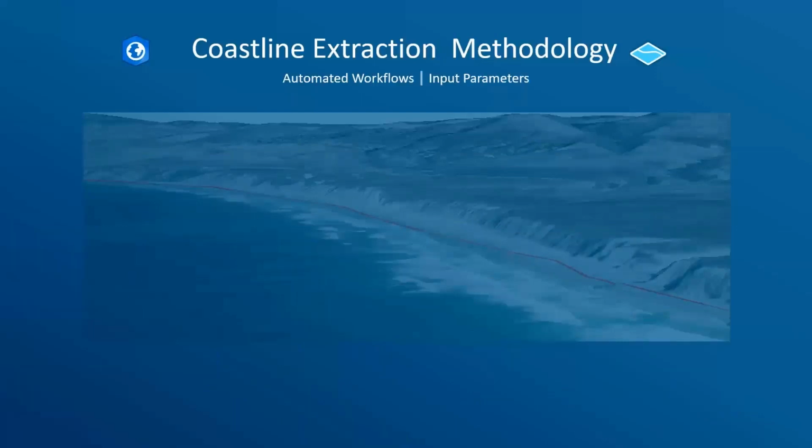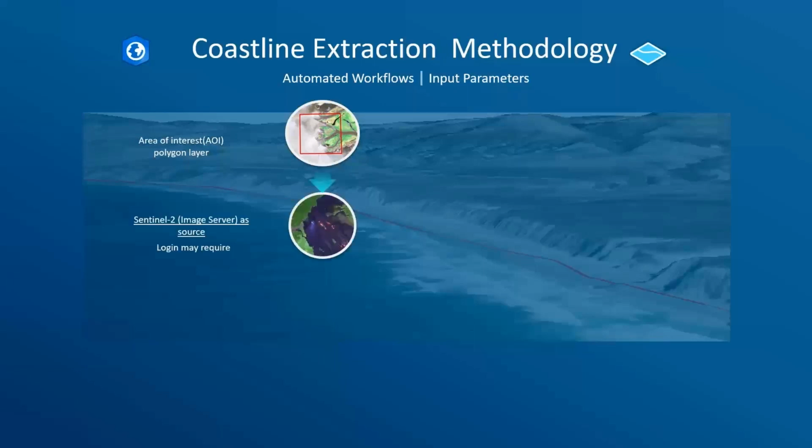Let's take a look at input parameters. The first one is area of interest. User needs to provide the polygon layer. Then the second one is the image server as a source. In my case study, I'm using Sentinel-2, and you may need to provide login credentials to use this.